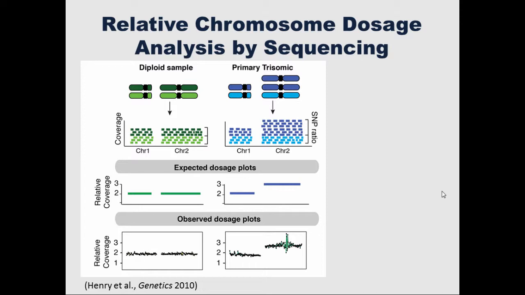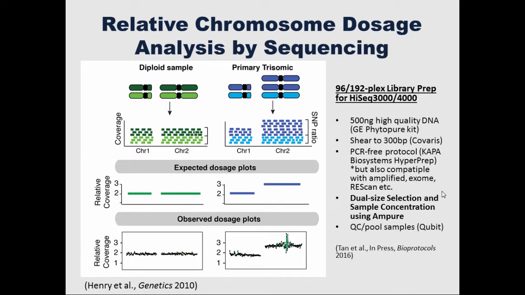I would also like to point out that because we're doing this by sequencing, we can also call SNPs and look at SNP ratios. So we can even call haplotypes, so we can tell which parent, for instance, this chromosome came from. To do this, we need high-quality library preps, and we've been using various methods, and one of the more important steps is this library prep protocol.